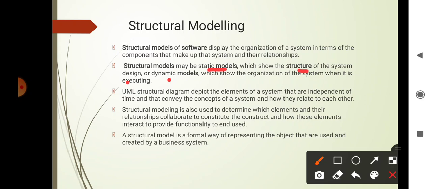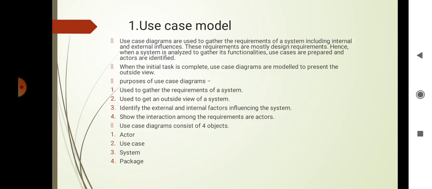Here the structural models may be static models, and there are also dynamic models, which show the organization of the system when it is executing. The first model is the use case model. A use case model is used to interact with the system to solve a problem.